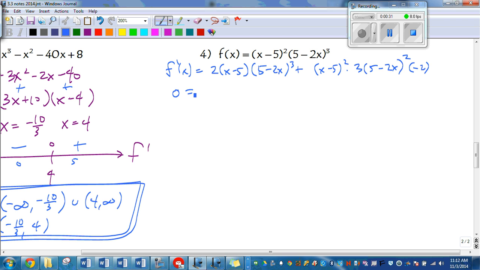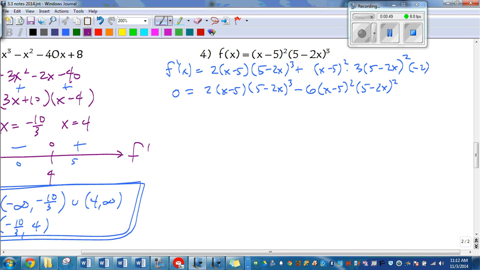Well, we're going to need to figure out when this is equal to 0, so we're going to end up factoring this one. But before we do that, I'm going to go ahead and clean up the second part. We can do the negative 2 times 3. That gives us a negative 6 out in front.